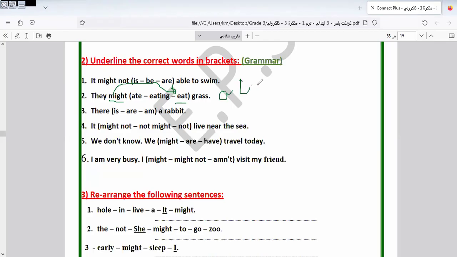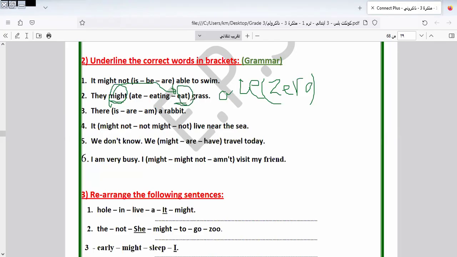Miss Iman, what can I do? It will be, as we told you before, zero. It will be zero. Why zero? Because, as we told you, modals must be followed by the infinitive verb.